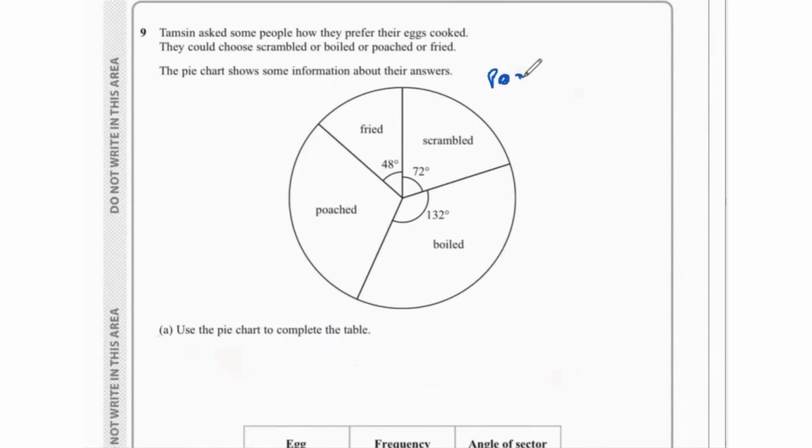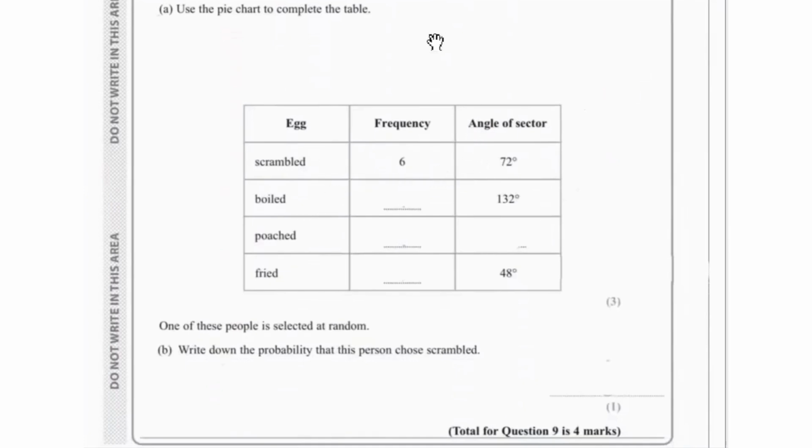So for poached, we will subtract all of these angles from 360. So 360 minus 48, minus 72, and then minus 132. That is going to give us a value of 108 degrees. That's for poached. So they want us to figure out the frequency and the angle for each sector. So we have 108 over here for the angle.